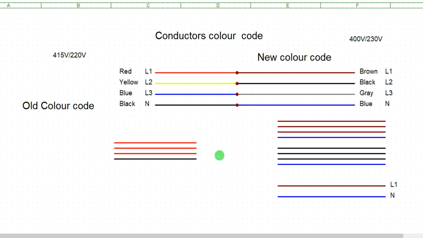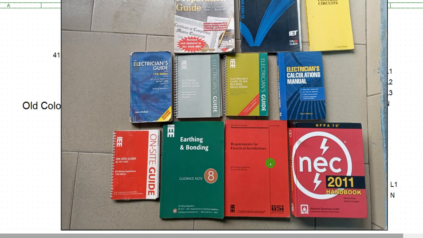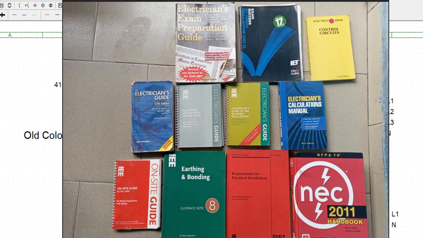All right. Now we are going to do a design so that you will learn how to do voltage drop calculation. All right. Voltage drop. Then for those of us aspiring to go into design and drafting, you need these books.